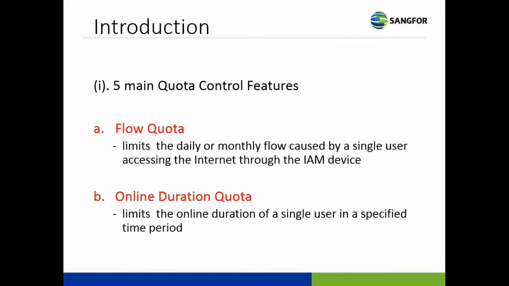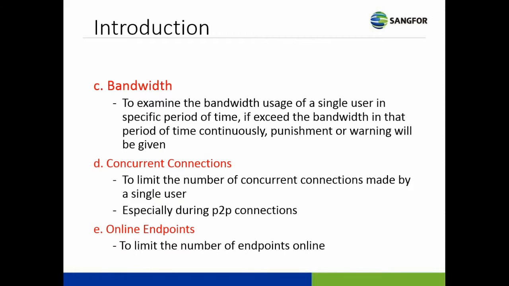For online duration quota, the function is to limit the online duration of a single user in a specific time period. The third one is the bandwidth, which is to examine the bandwidth usage of a single user in a specific period of time. If the user exceeds the bandwidth in that period of time continuously, a punishment or warning will be given.